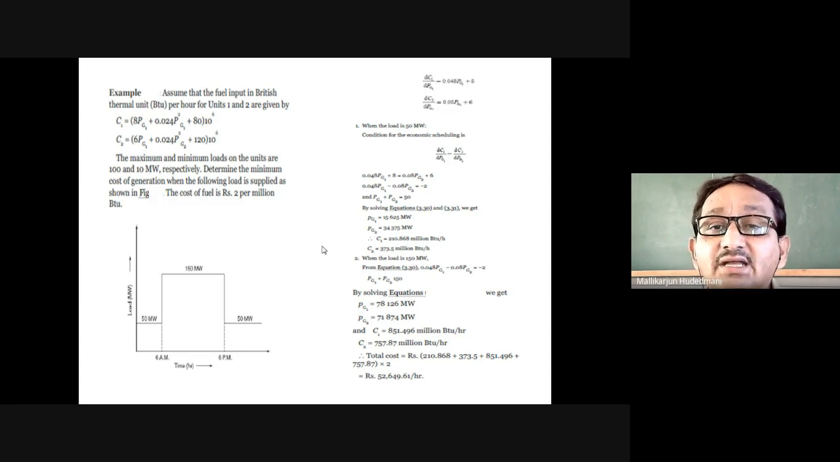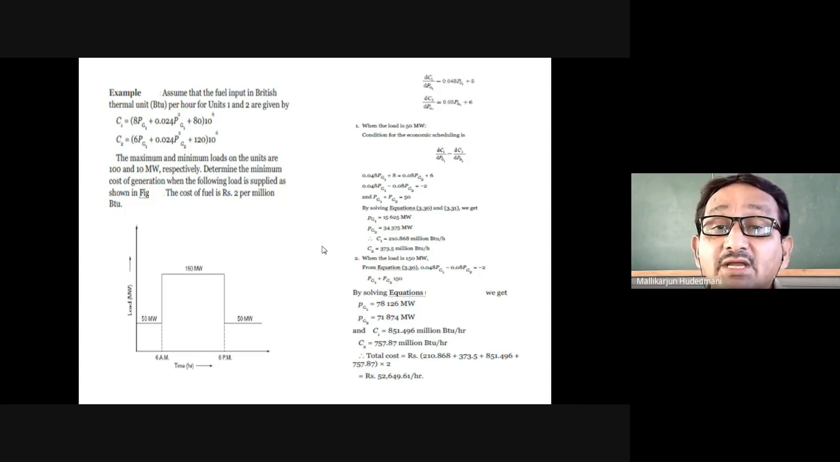The second one is again 6 PG2, 0.024 PG2 square plus 120 10 to the power 6, outside 10 to the power 6. These are the two fuel cost functions in BTU. The maximum and minimum loads on the units are 100 and 10. 10 is the minimum loading, 100 megawatt is the maximum loading, respectively.